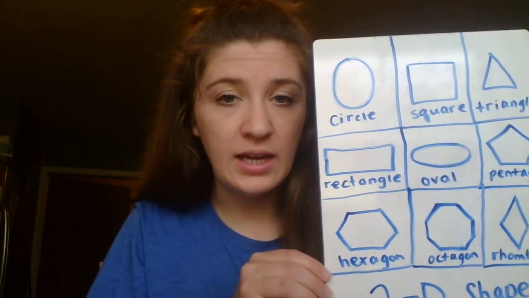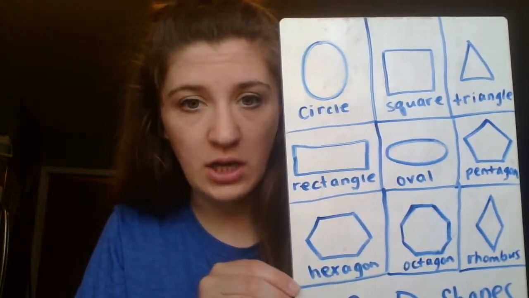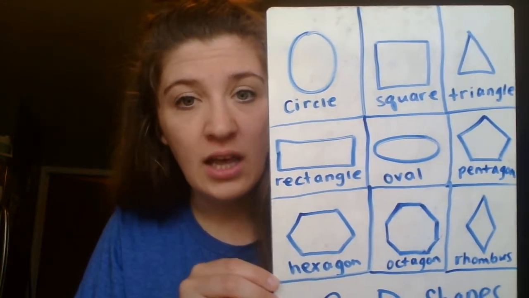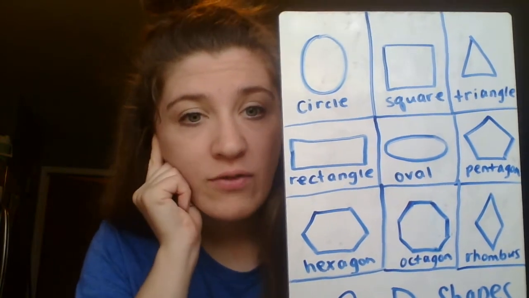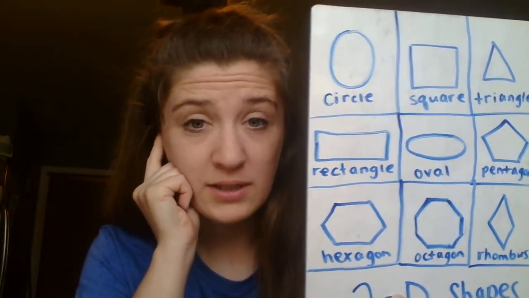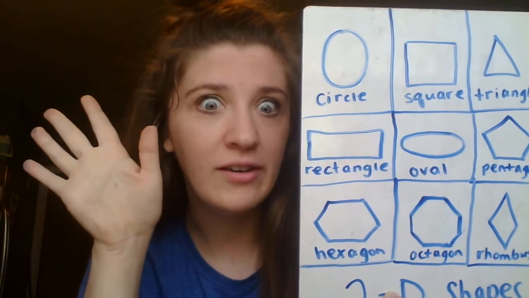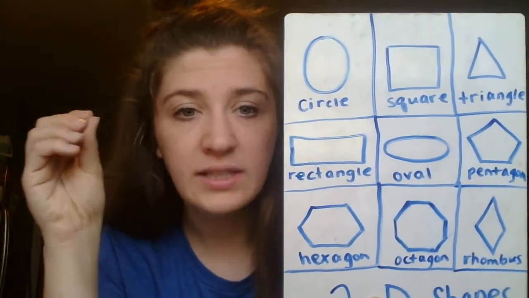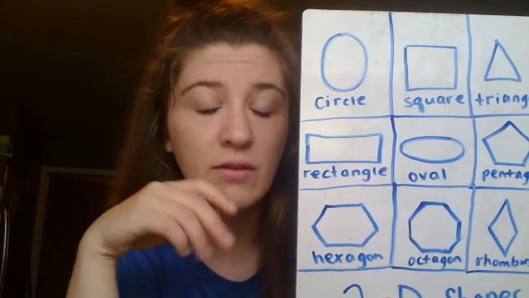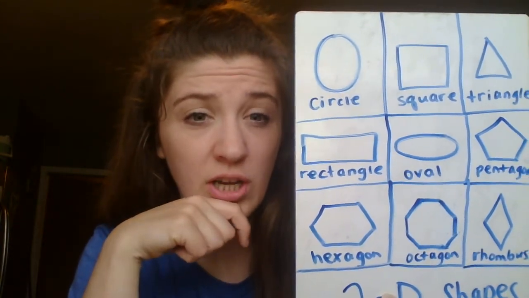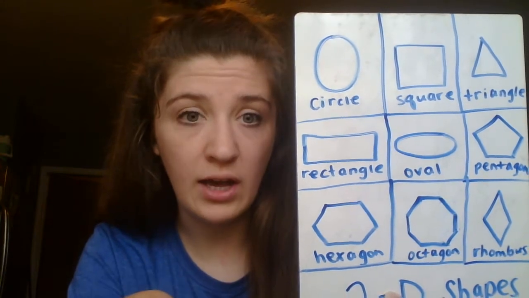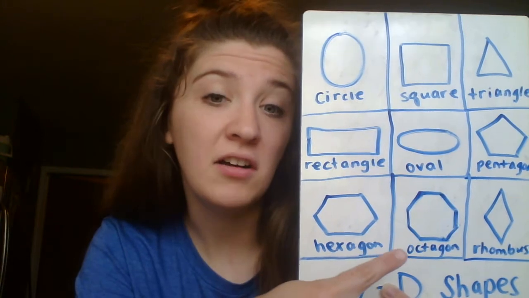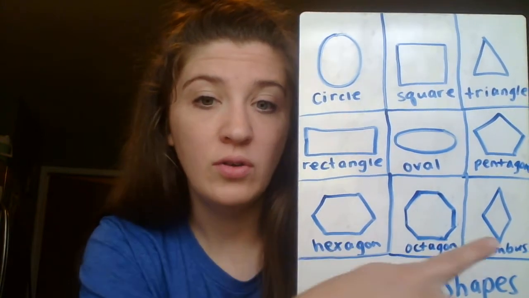So I want you today, after you watch this video, to see if you can find some 2D shapes that you know in the wild. So go around your house and then take your tablet or your computer or your phone or whatever you're using for your distance learning and see if you can find a rectangle. See if you can find a hexagon or an octagon or a rhombus.